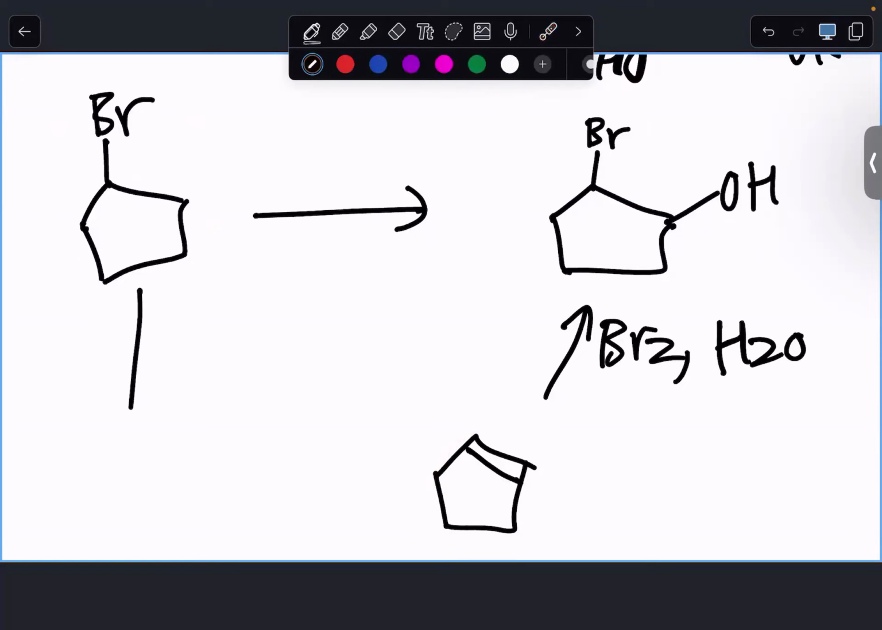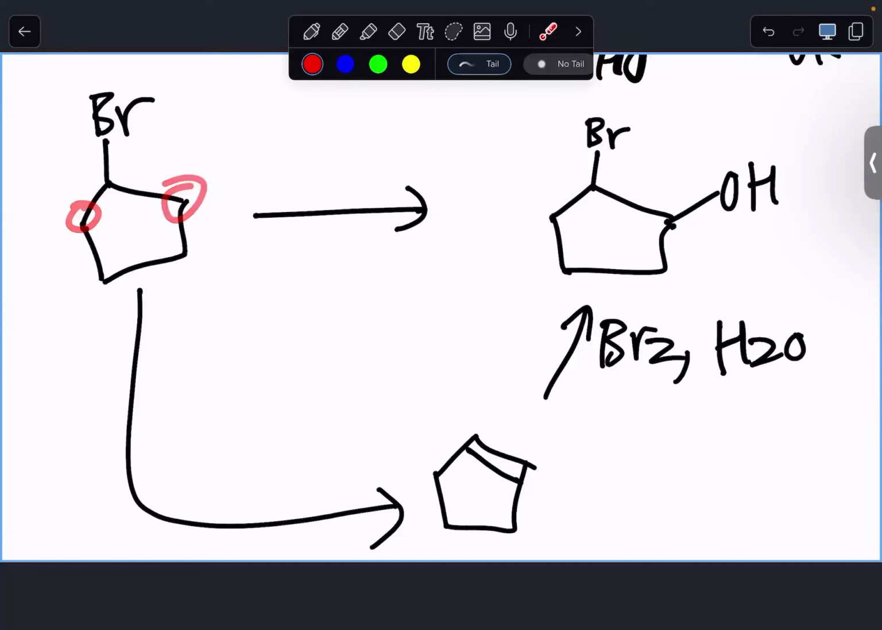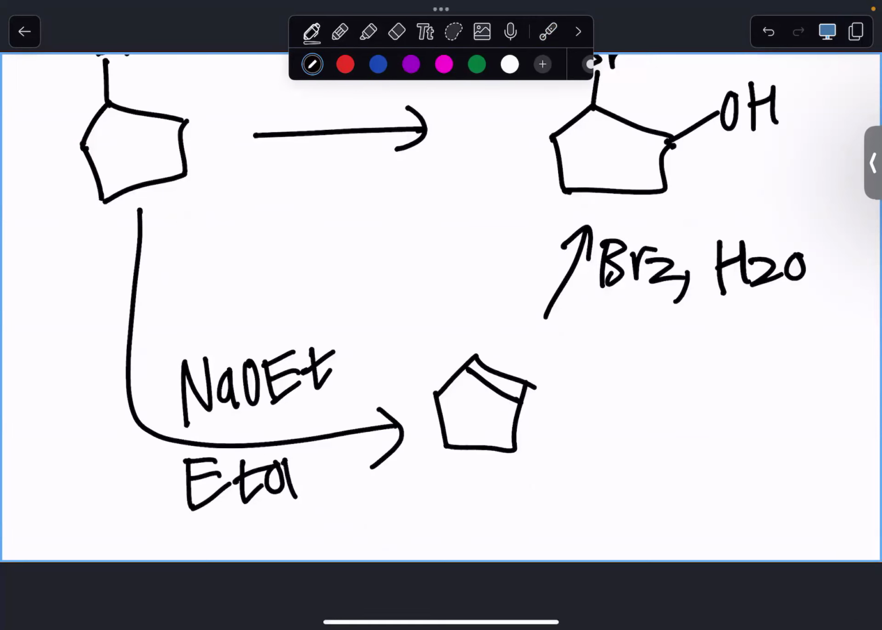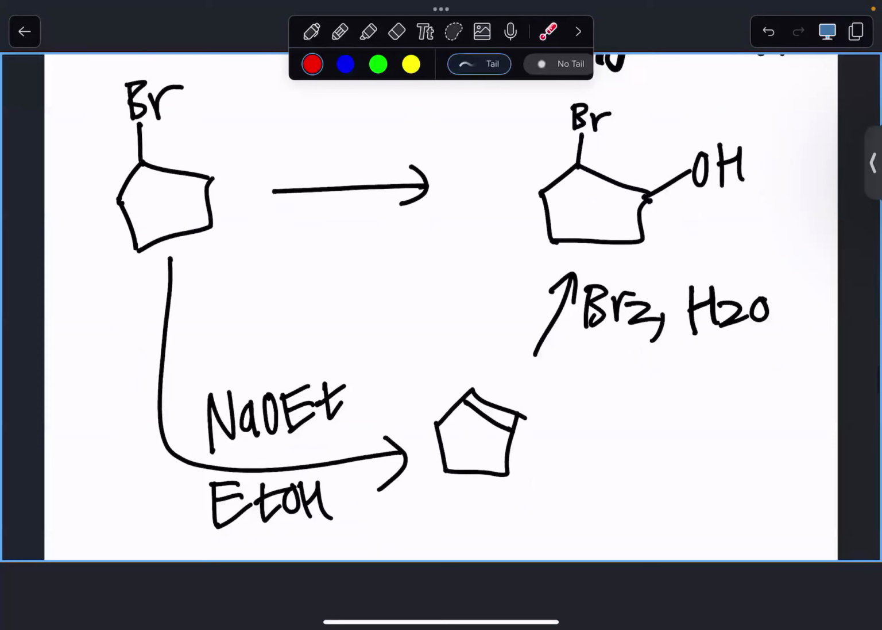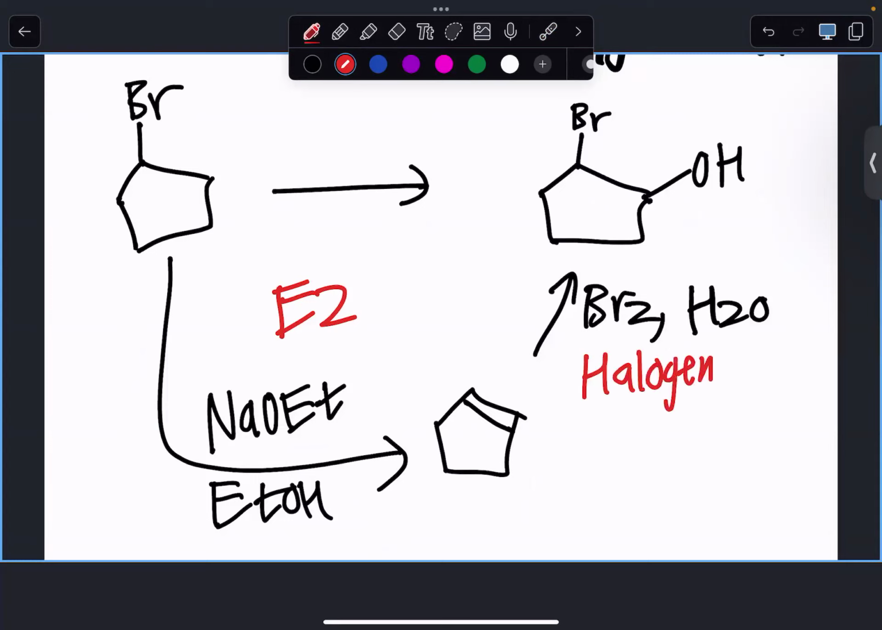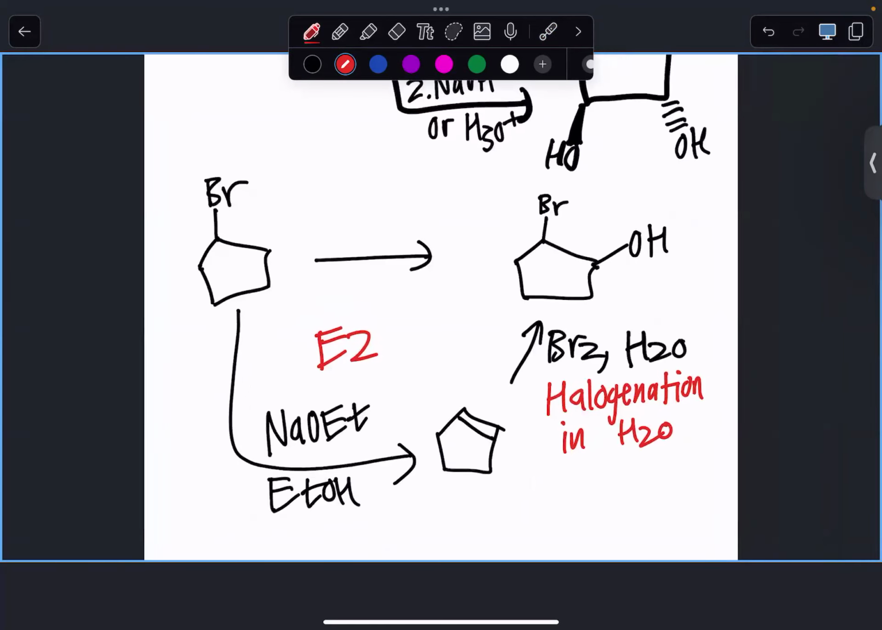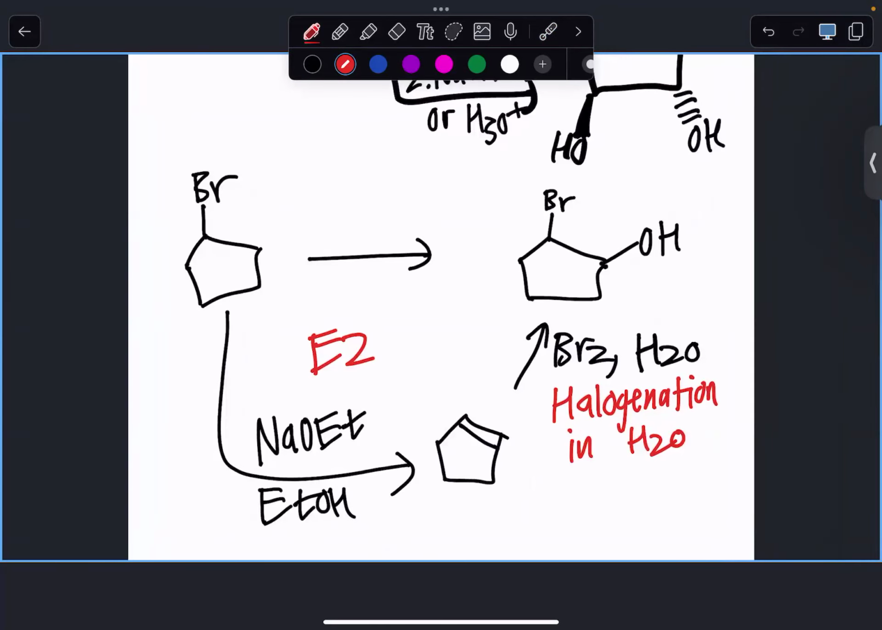E2, right? Where we could use any strong base, and it doesn't matter if it's unhindered or hindered because both carbons are equally substituted. So we could use ethoxide or NaOH for E2. And then the second step was halogenation in water. Two-step synthesis.